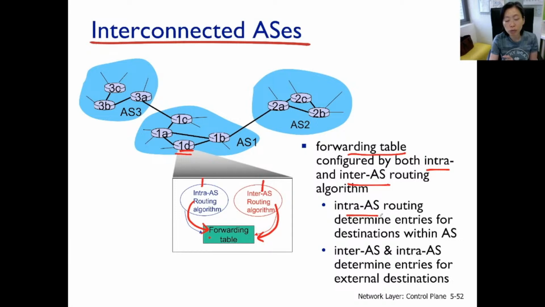The intra-AS routing determines the entries, okay, for destinations within the AS. And inter-AS, okay, determines entry for the external destinations. Okay. To be precise, the inter-AS determines which gateway, okay, which router here you should be passing the data to. Okay. But intra-AS will also be telling 1D here, okay, to go to that particular gateway router, what is the right way? So you see here, interplay of inter-AS and intra-AS routing for packets going outside of the AS.